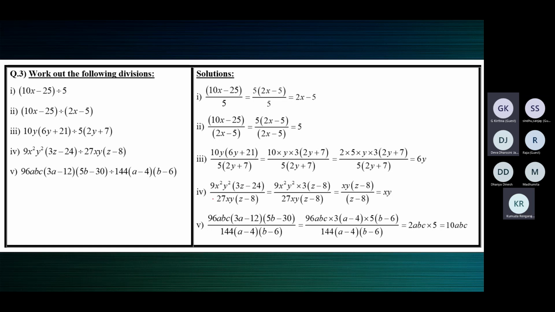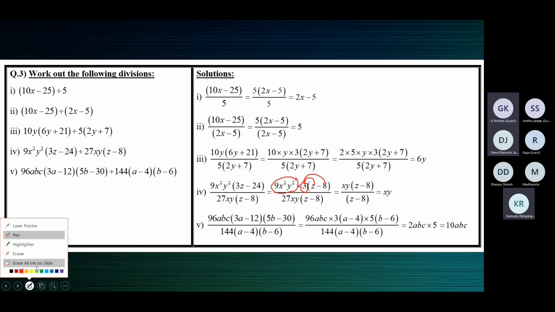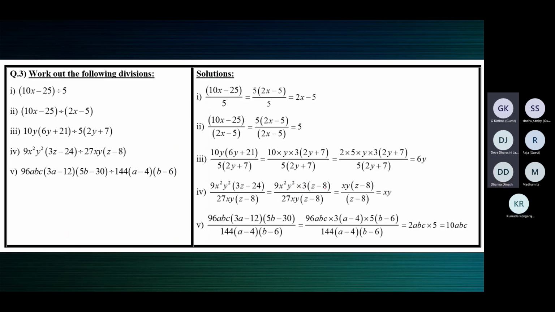In the fourth one, 3 is common between 3z and minus 24, ma'am. So write this 9x square y square as it is. 3 is common. 3 into z is 3z. 3 into minus 8 is minus 24. Denominator, nothing can be done. Write the denominator as it is. And z minus 8 and z minus 8 get cancelled, ma'am. Correct.